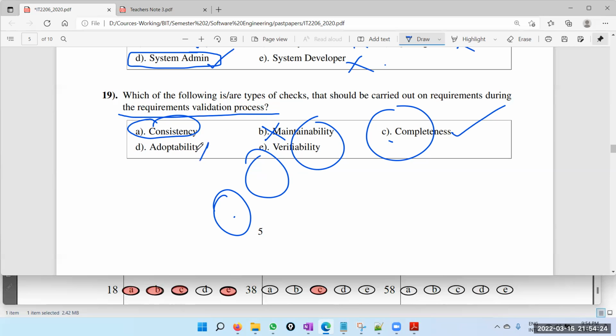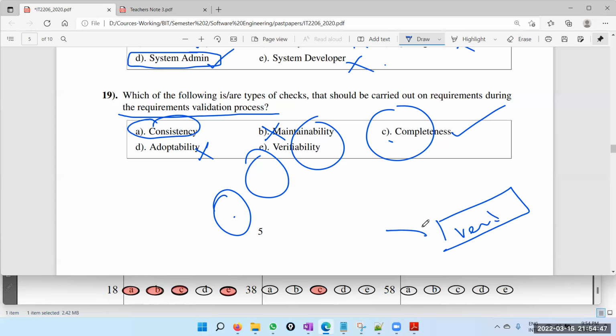Adaptability, no, I don't think so. Adaptability means adjustment to the changes. So that is more into the software, not for the requirements. Verifiability, I think that is also good, right? When you write a requirement, when you document a requirement, that documented requirement must be verifiable.